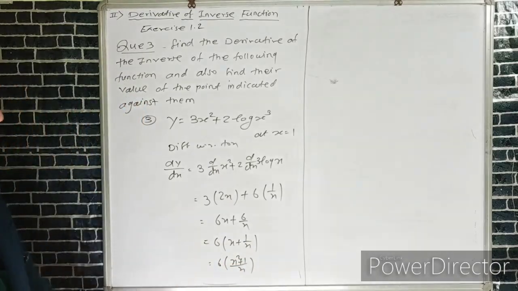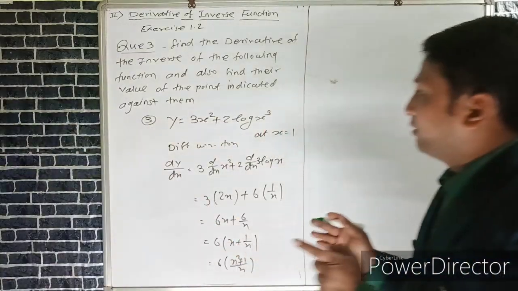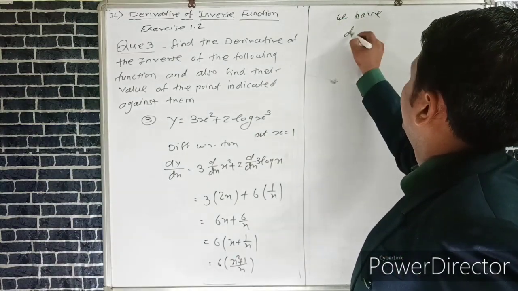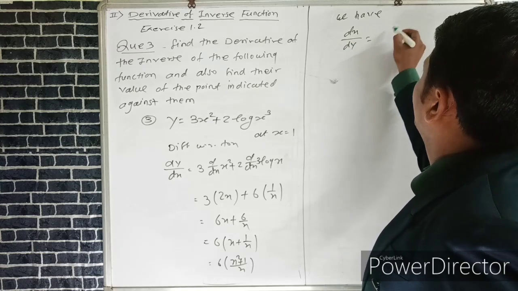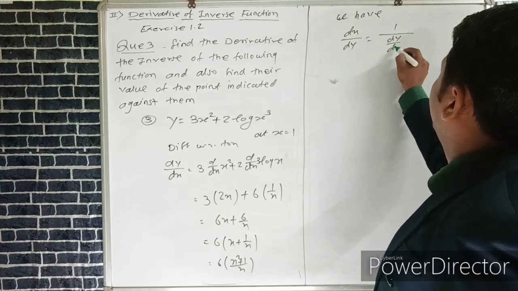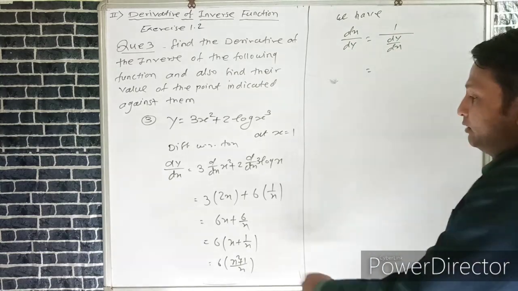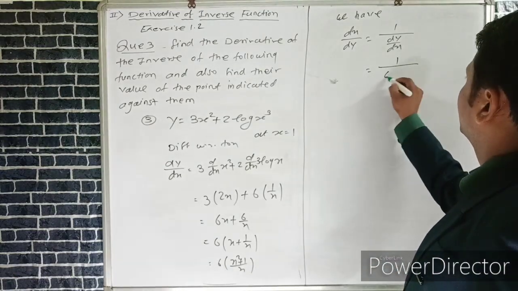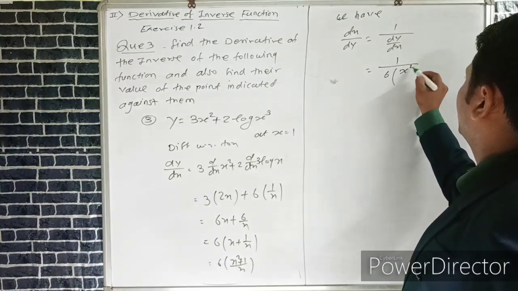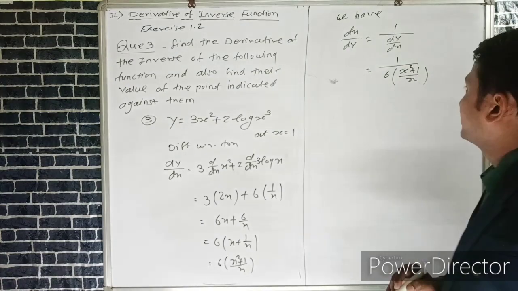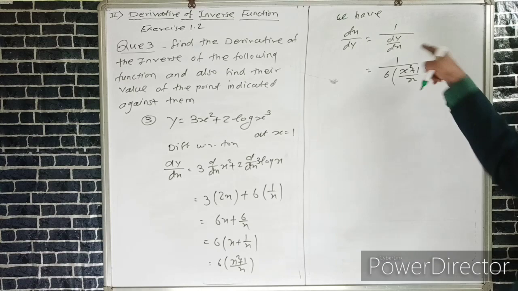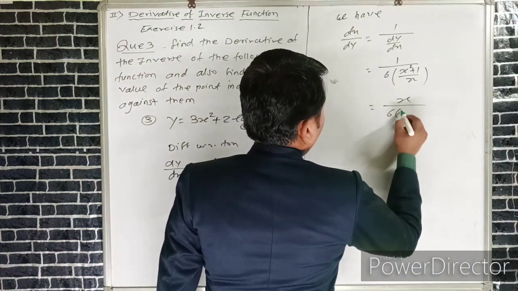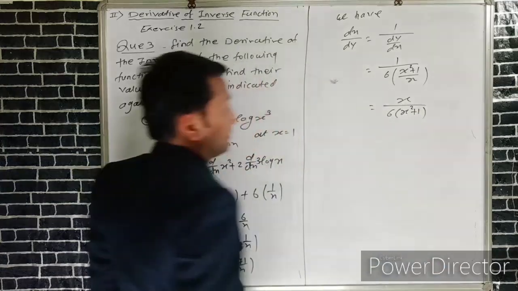But we have to find the derivative of x with respect to y. Hence we have dx/dy = 1/(dy/dx). The value of dy/dx is 6(x^2 + 1)/x. After that, this x we can shift to the numerator. Hence dx/dy is x/(6(x^2 + 1)).